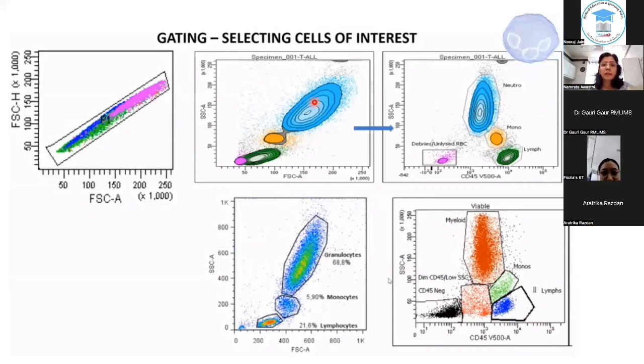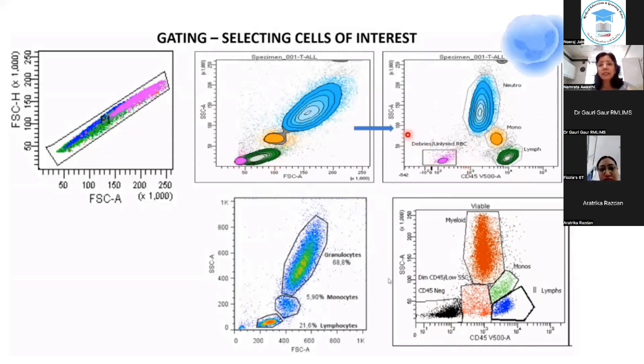Now look here again, this is a contour plot of a forward and a side scatter of a whole blood. We can see granulocytes, monocytes, and lymphocytes here, and we understand by experience that this population probably is debris, and I want to get rid of this debris. So I will make a region around here.